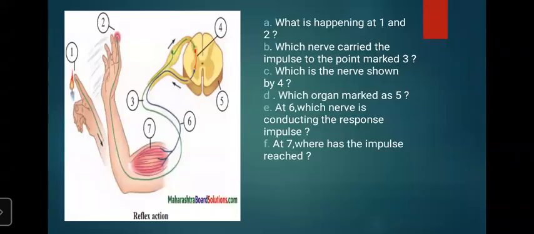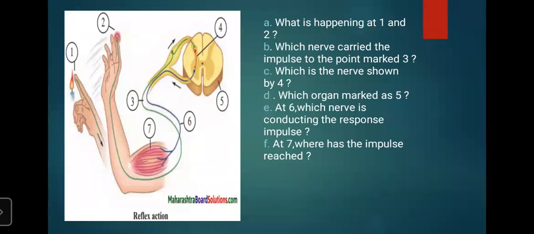You can see in the picture 7 points are given: 1, 2, 3, 4, 5, 6, 7. So what is happening at the 1 and 2? In 1 and 2, heat or heat fan is there, and the pain receptors are there on the skin. We get the burning sensation over there.